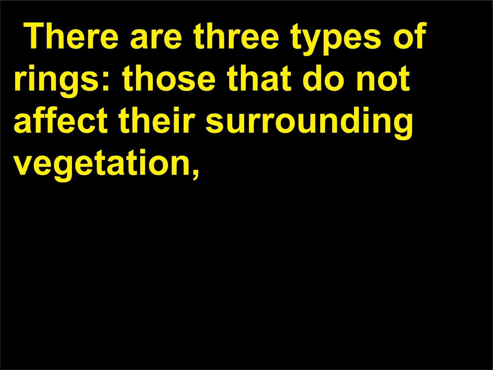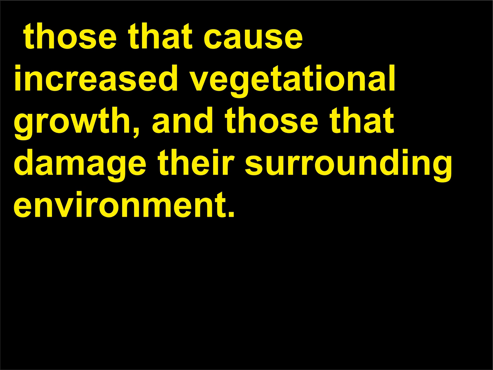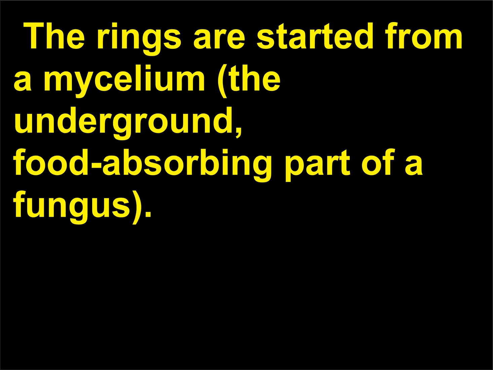There are three types of rings: those that do not affect their surrounding vegetation, those that cause increased vegetational growth, and those that damage their surrounding environment. The rings are started from a mycelium, the underground, food-absorbing part of a fungus.